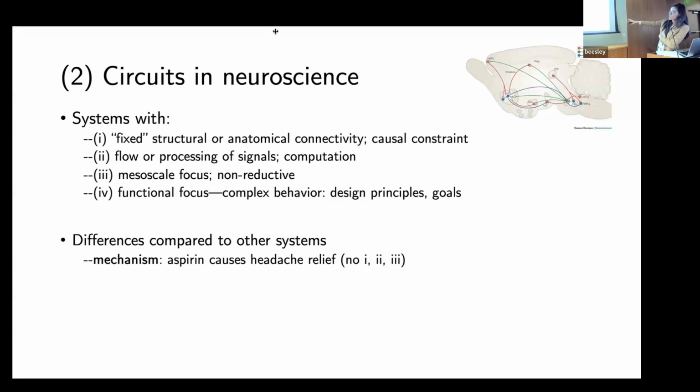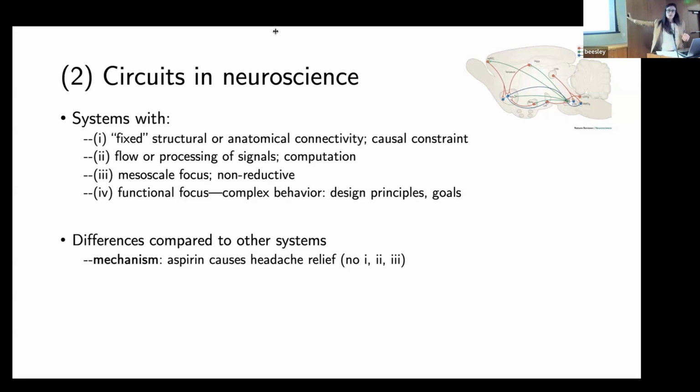If we think of our more traditional notion of mechanism, where we're thinking of something like a drug's mechanism of action, right, aspirin causing headache relief, we can start to see that there are a lot of clear differences between this notion of mechanism and the kind of causal system in the circuits that we're attending to in these neuroscience contexts, right? The mechanism of a drug's action isn't something that we think of as involving fixed or structural anatomical connectivity. We don't often talk about the flow of signals through those causal systems, and they're definitely not mesoscale higher level causal systems. They involve lots of lower level detail.